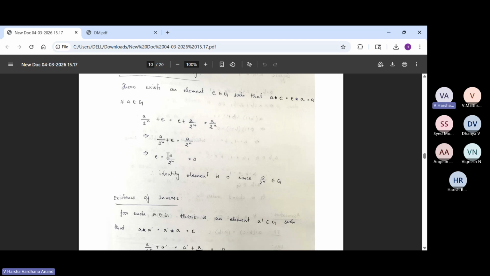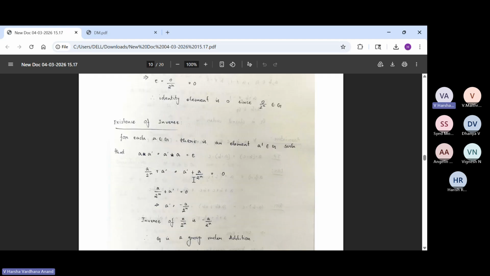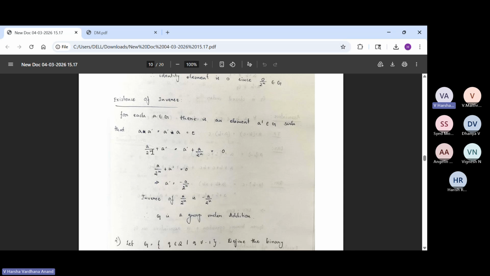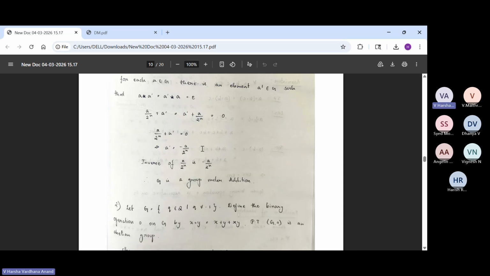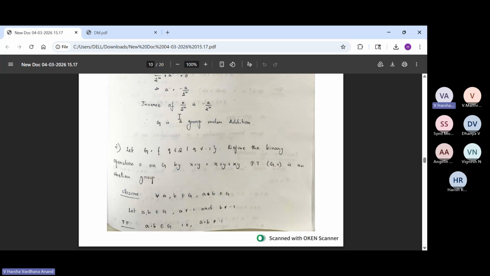So 0 by 2^n should be a form of a by 2^n. Since a can be any integer, the identity element will be 0 by 2^n. And for inverse, a by 2^n plus a inverse should be equal to 0. So the inverse should be minus a by 2^n. Since a and minus a are both integers, the inverse is also satisfied.